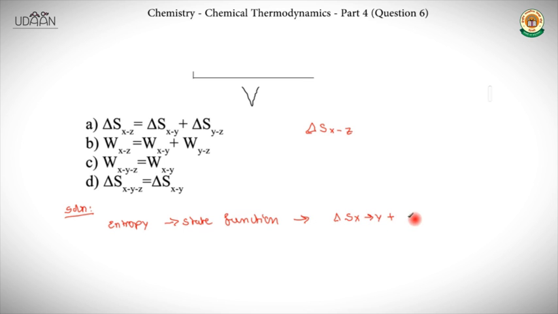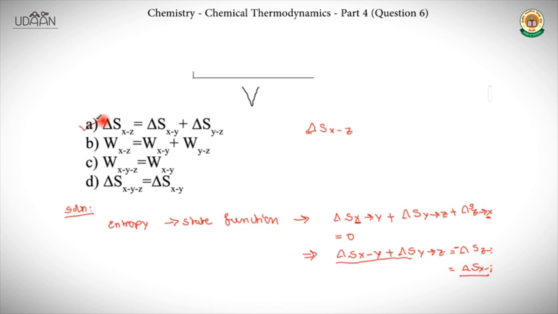we know that the entropy change from X to Y plus the entropy change from Y to Z plus the entropy change from Z to X will be 0, since we are reaching from X back to X. So this total change will be 0. In the sense, delta S from X to Y plus delta S from Y to Z equals minus delta S from Z to X, which is equal to delta S of X to Z. So the first option is right.